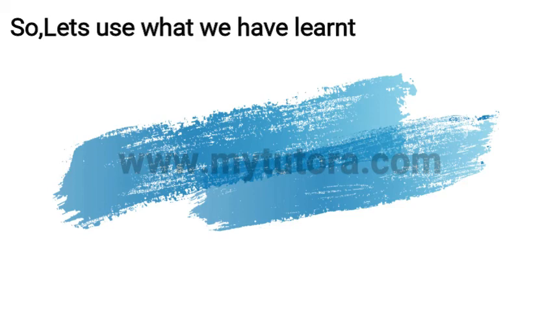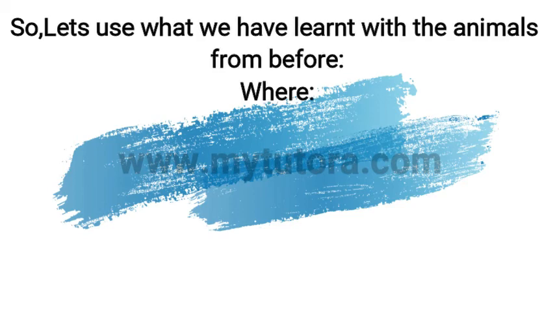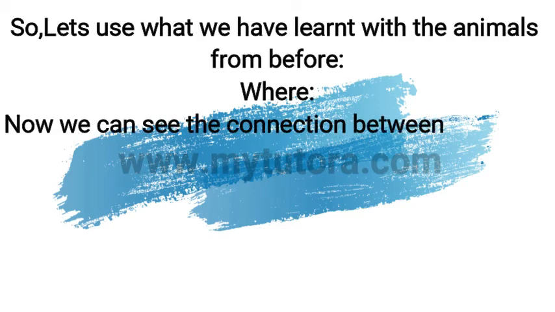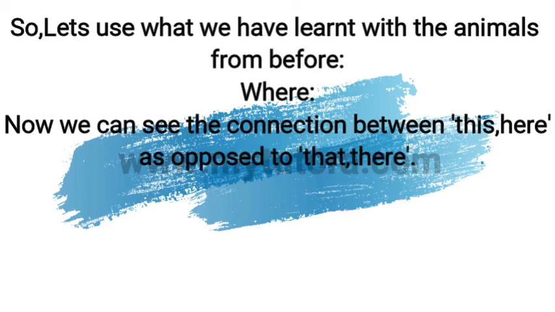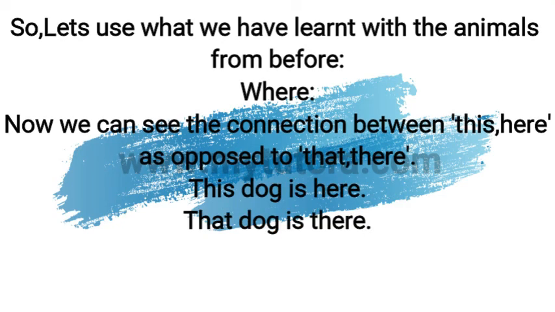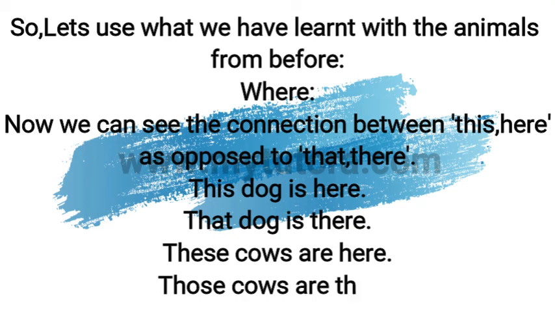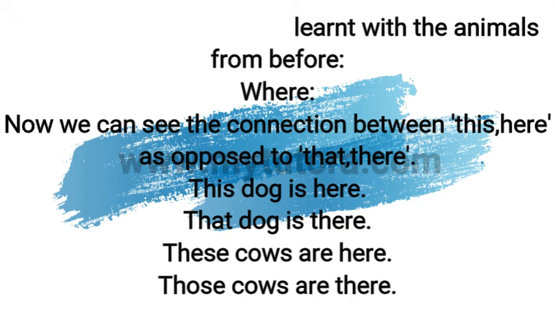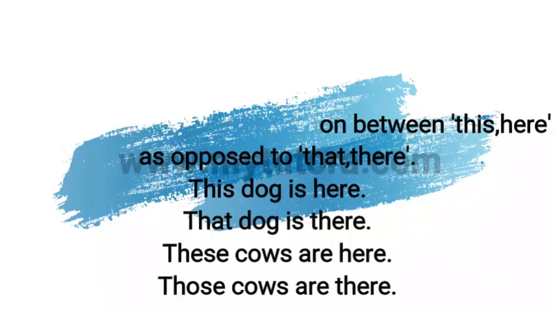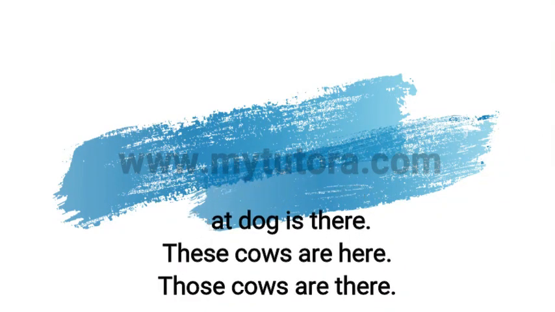So, let's use what we have learned with the animals from before, where now we can see the connection between this here as opposed to that there. For example, this dog is here and that dog is there. These cows are here, those cows are there.